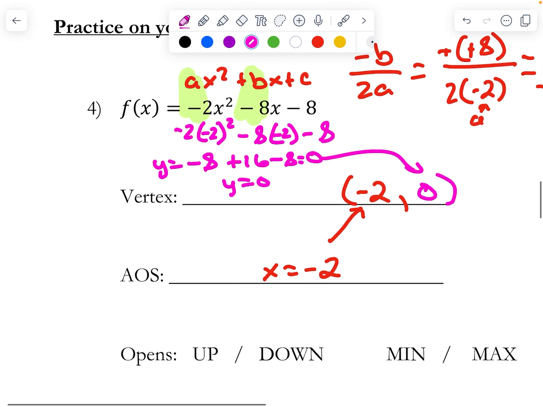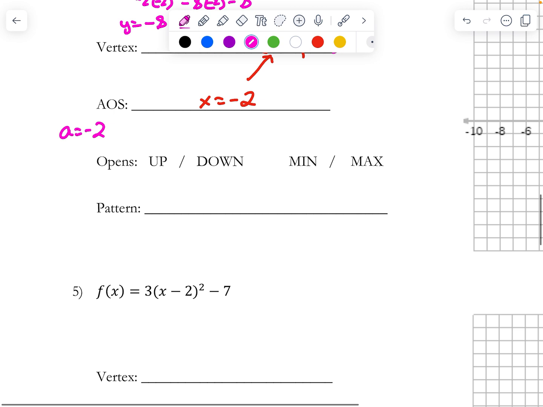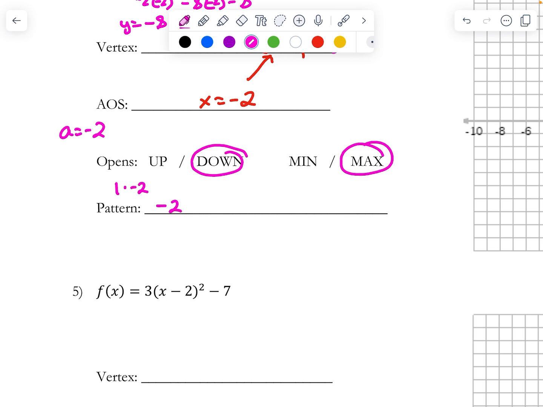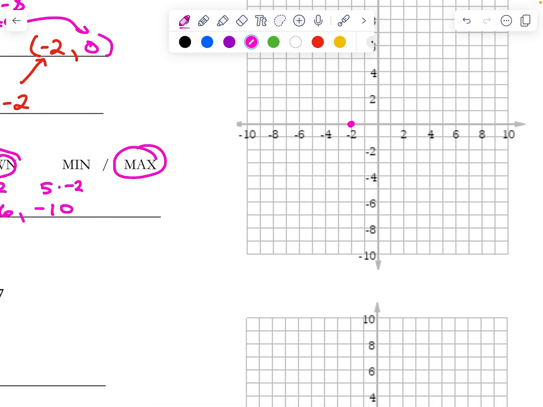Now, careful. This A is negative 2. So if A is negative, that means we open down. If we open down, we have a maximum. My pattern is, again, going to be 1 times negative 2, giving us negative 2. 3 times negative 2, giving us negative 6. 5 times negative 2, giving us negative 10. So we're going to do down 2 over 1, down 6 over 1, and then we can't do down 10. So we're pretty much done here.